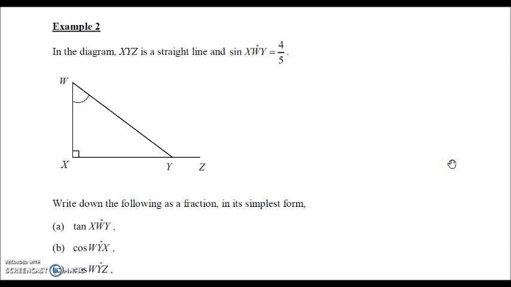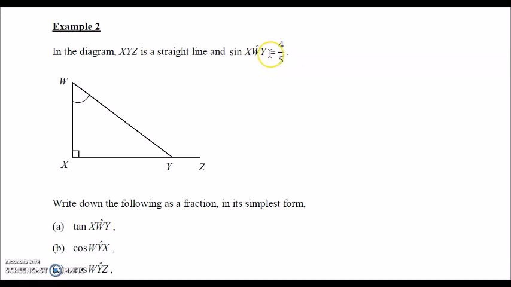Okay, so now let us take a look at our example 2. In this diagram, I have my right angle triangle WXY and this straight line XYZ. I'm also given the trigo ratio of sine angle XWY to be 4/5. Because this angle XWY is in a right angle triangle, I know straight away that this is going to be my opposite, and this is going to be my hypotenuse, according to SOH.